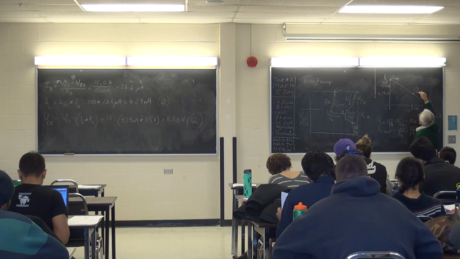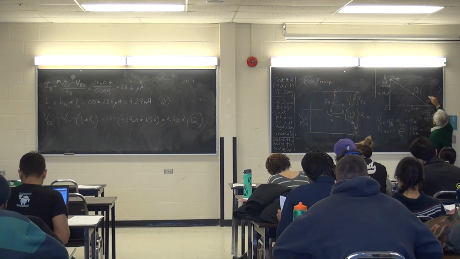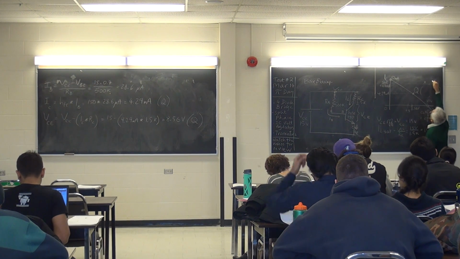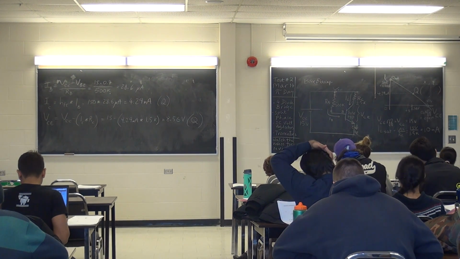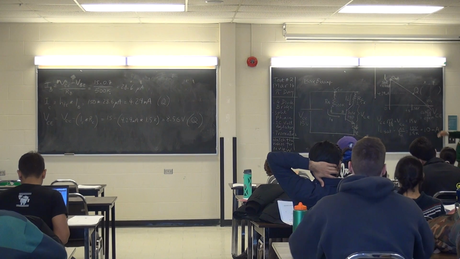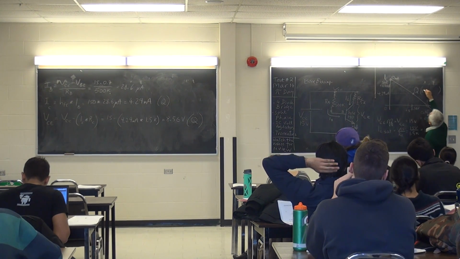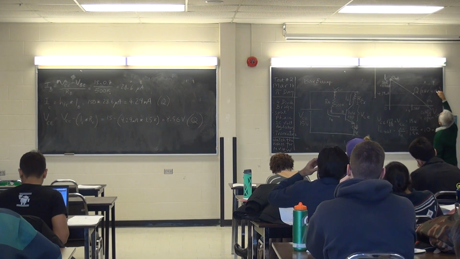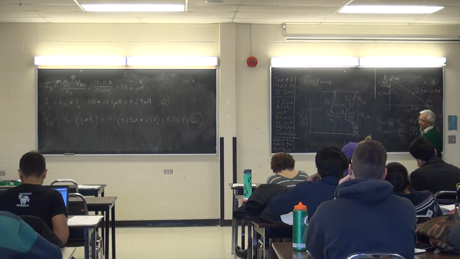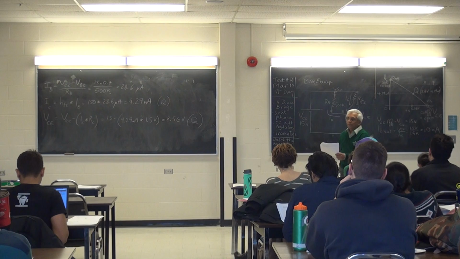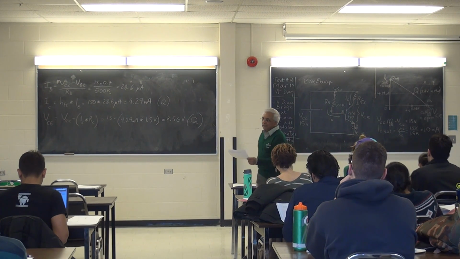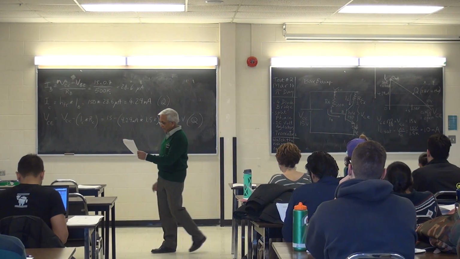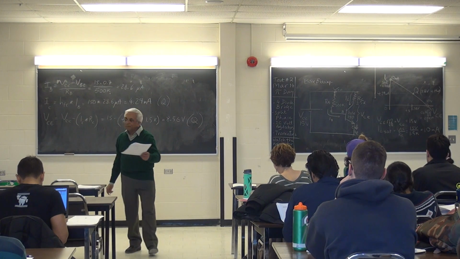Q. If you want to write down the Q value as an X coordinate and a Y coordinate, what would you write it as? 8.56 volts, comma, 4.29 milliamps. So that's our example.